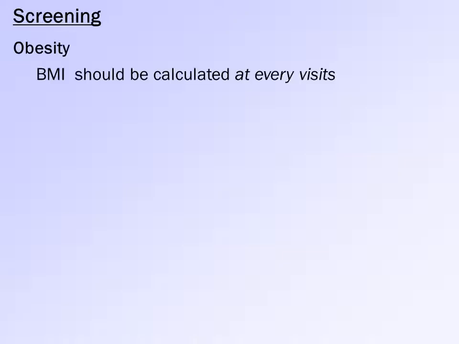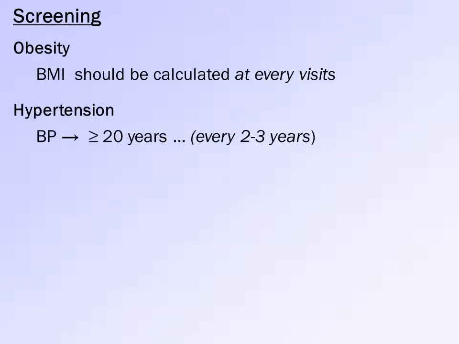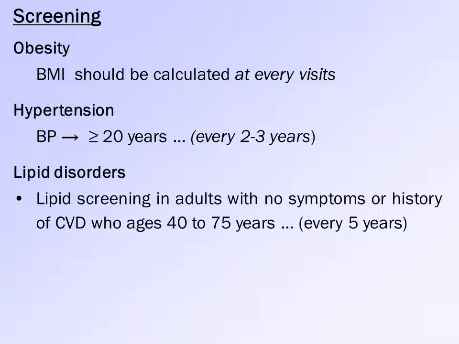Now we will talk about the screening for an adult patient. For obesity, body mass index should be calculated at every visit. For hypertension, blood pressure should be measured for every individual age 20 years or older every 2 to 3 years. For lipid disorders, lipid screening in adults with no symptoms or history of cardiovascular disease who are age 40 to 75 years should be conducted every 5 years.